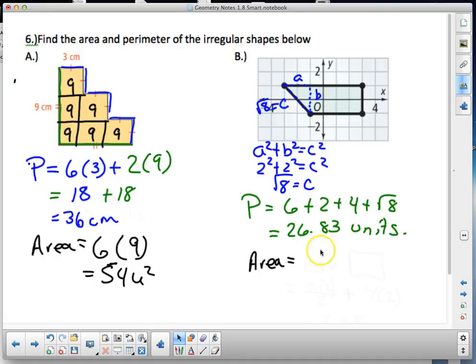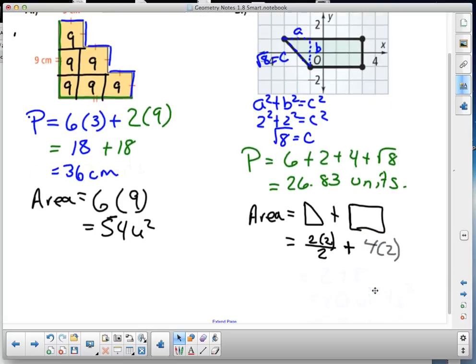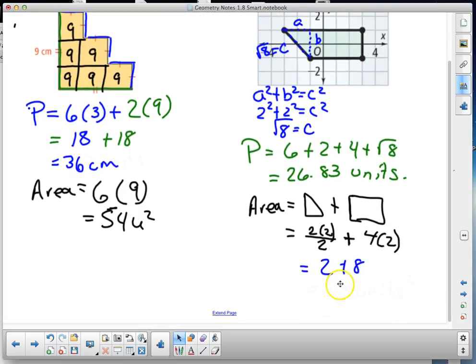The area is just a triangle, which is 2 times 2 divided by 2, plus my rectangle, that is 4 times 2, and I'm able to find my area, which is 2 plus 8, which is 10 units squared.